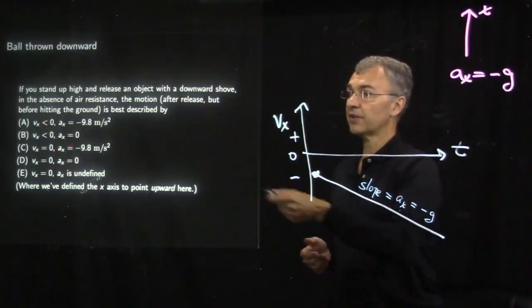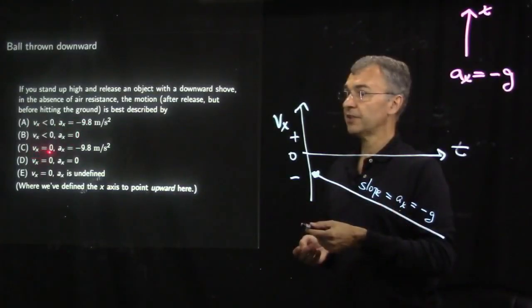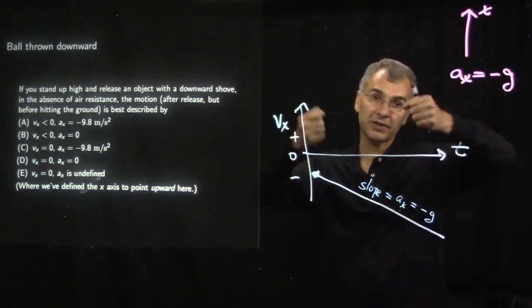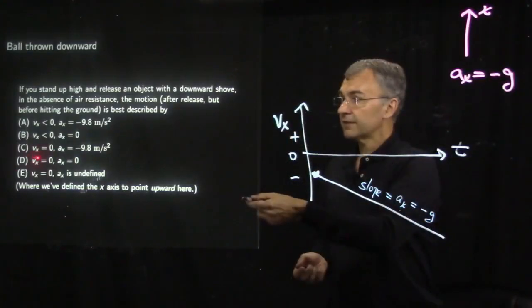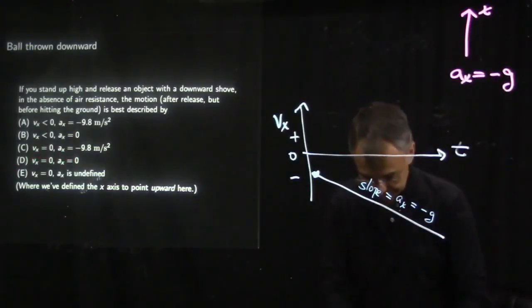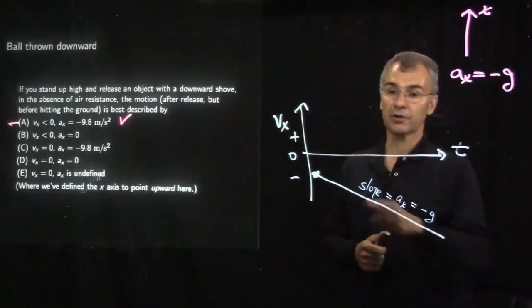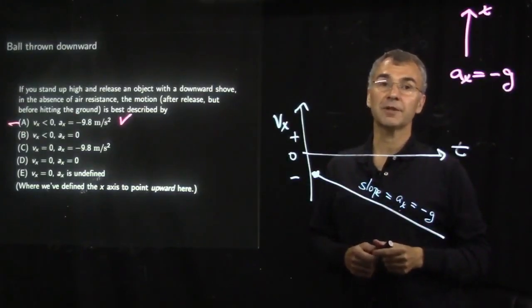So I don't like b because a sub x is certainly not 0. And I don't like c because v sub x is certainly not 0. It's moving downward and then it's moving downward more and more quickly. I don't like d for the same reason. So I think I like a here. Alpha. V sub x is less than 0 and a sub x is minus 9.8 meters per second squared.